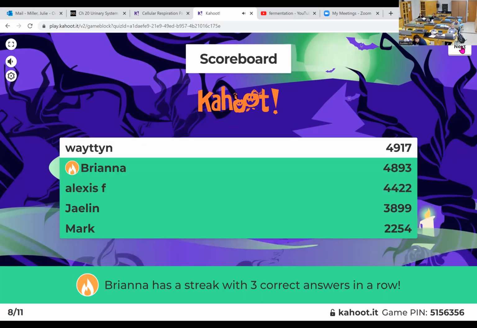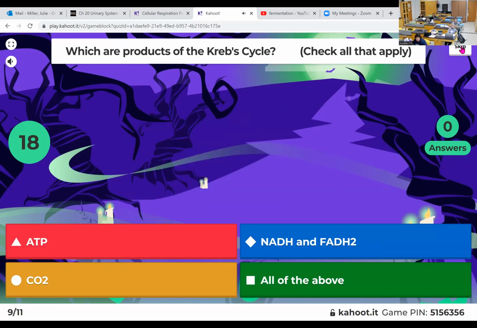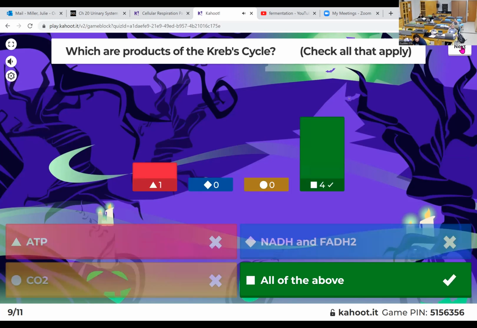Brianna's on fire. Oh, heck no. Sorry, I forgot to take off the check all that apply because you have to pay money for that one. So I took it off and just put in all of the above, and I forgot to change the question. But yes, all of these are products of the Krebs cycle: carbon dioxide, ATP, and FADH2.